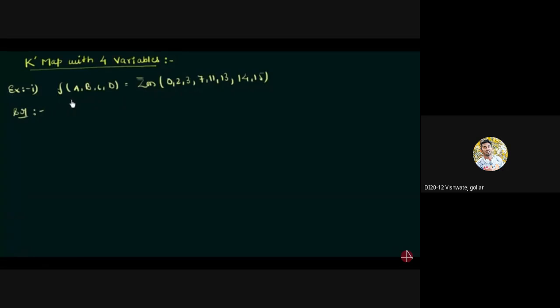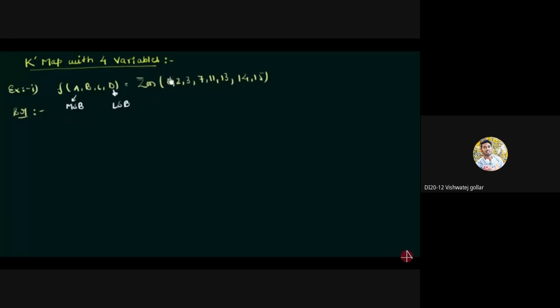Now, as you can see, there are 4 variables involved, A, B, C, D. So it's obvious that we have 16 possible combinations, and each combination is represented by one cell in your K map. So for 16 combinations, there are 16 cells. A is your MSB, and D is your LSB.